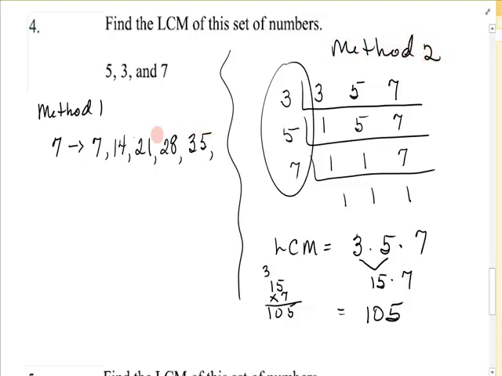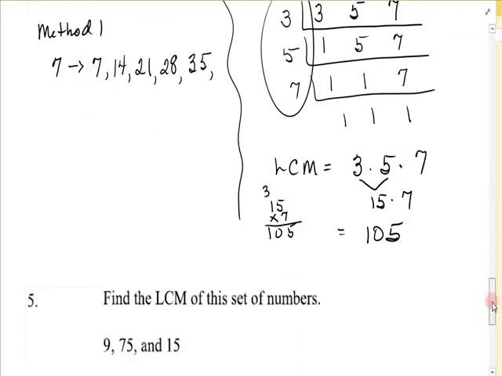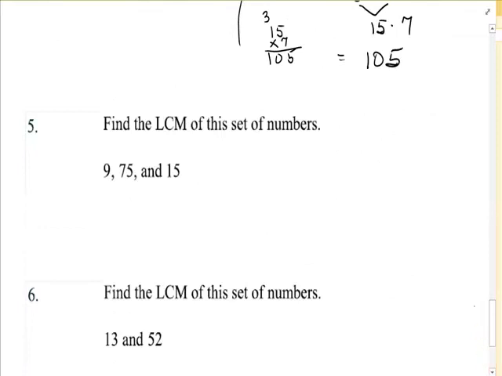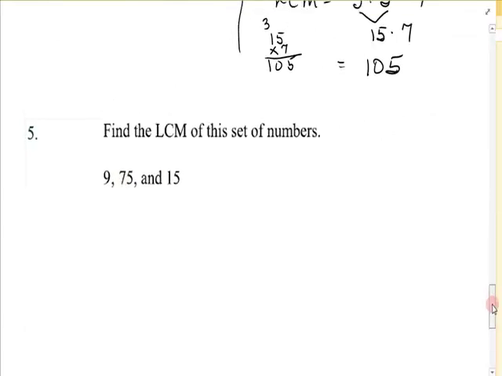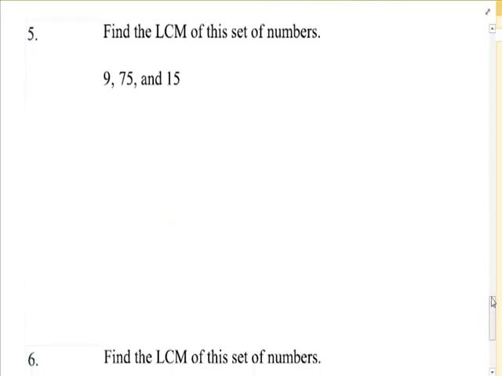If I don't find a common multiple in the first, say, 4 or 5, I automatically go to method 2. And sometimes I just say, oh, these are big numbers. I'm not sure I want to use them in the listing of the multiples, so I'm going to choose automatically method 2. So I have 9, 75, and 15.